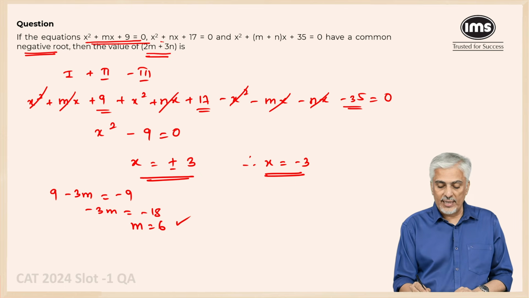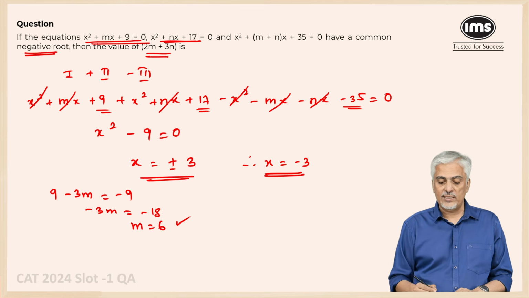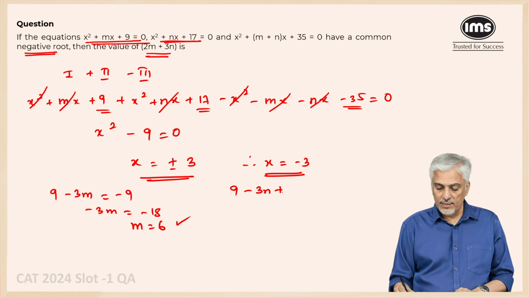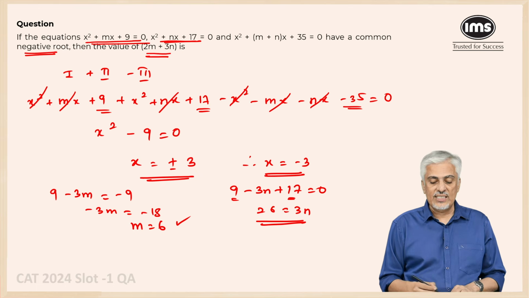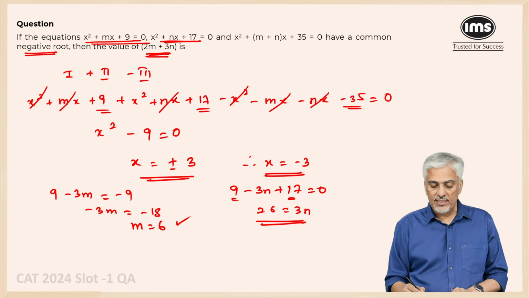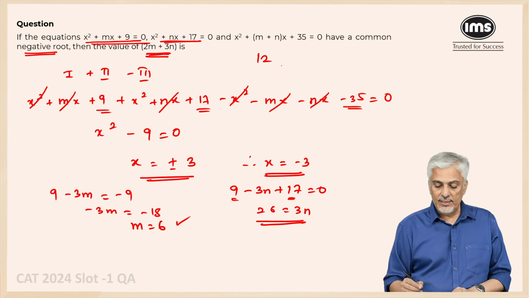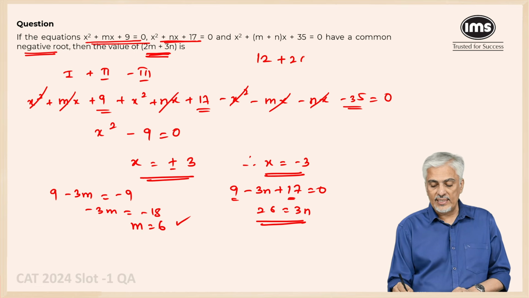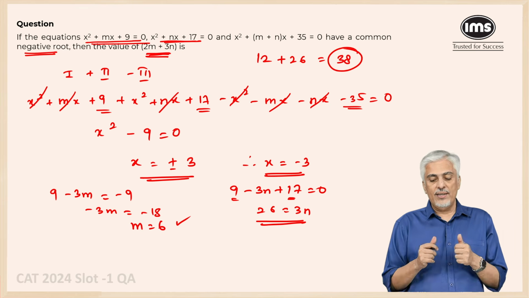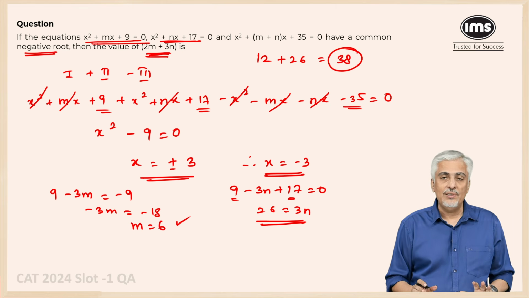Now let's talk about n. Put x as minus 3 over here. So that will give me 9 minus 3n plus 17 is 0. So 17 plus 9, 26 is 3n. Leave it as it is because they've asked for 2m plus 3n. 2m will be 12 plus 3n is 26. So answer is 38. If you had realized the first step, it was very simple.